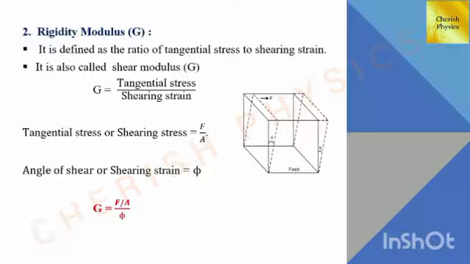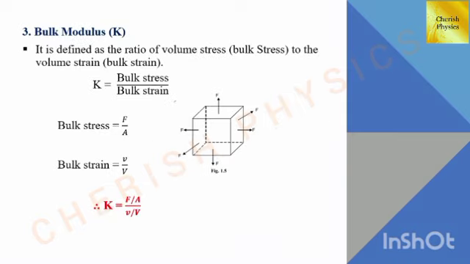Now let us see the second one, rigidity modulus. Already we have seen all the terms and pictures in shearing stress and shearing strain. Hence, rigidity modulus G equals tangential stress divided by shearing strain, which equals F divided by A divided by phi, the angle of shear. Take a small note of all the formulae. It helps at revision time.